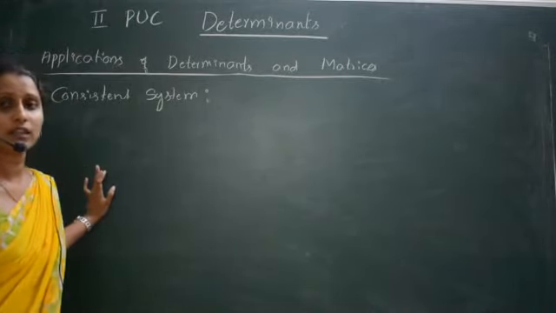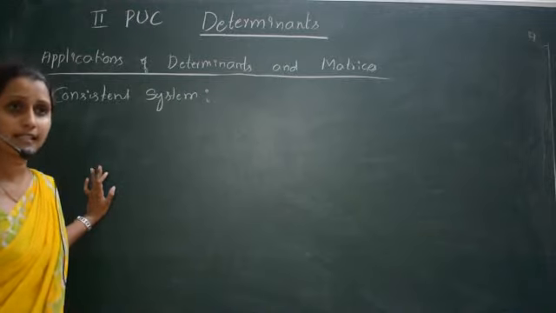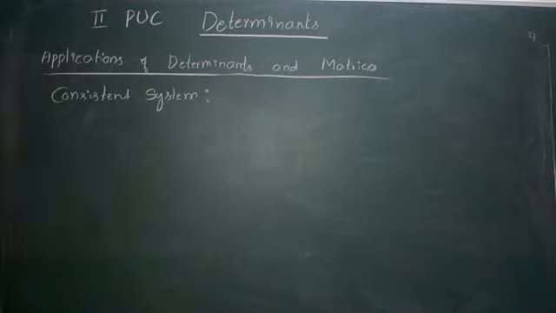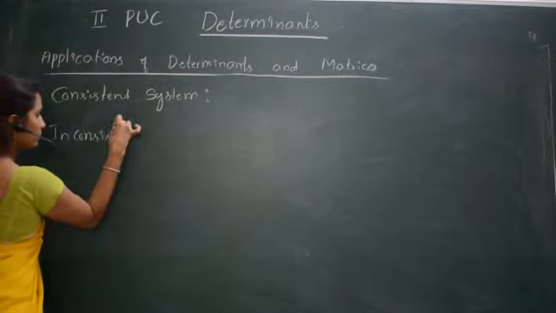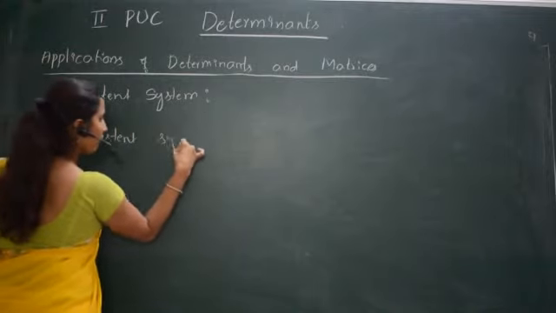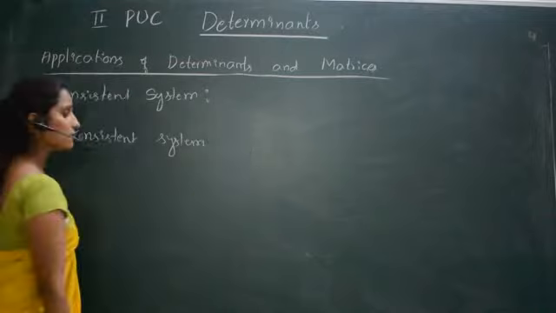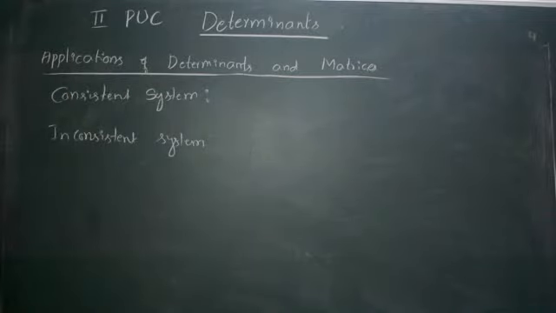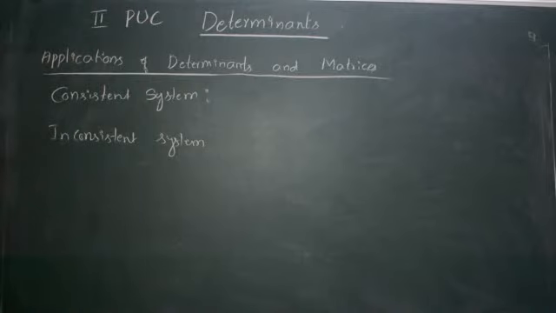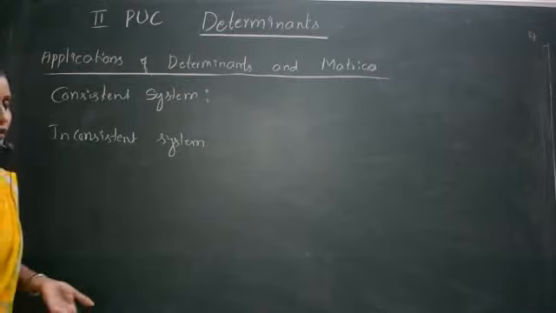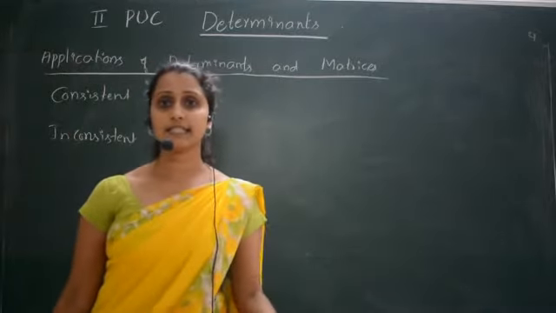If the solution of a linear system does not exist, then that system is called an inconsistent system. A system of linear equations is said to be inconsistent if its solution does not exist. So there are consistent and inconsistent systems. That is just the definition of what we call consistent and what we call inconsistent.